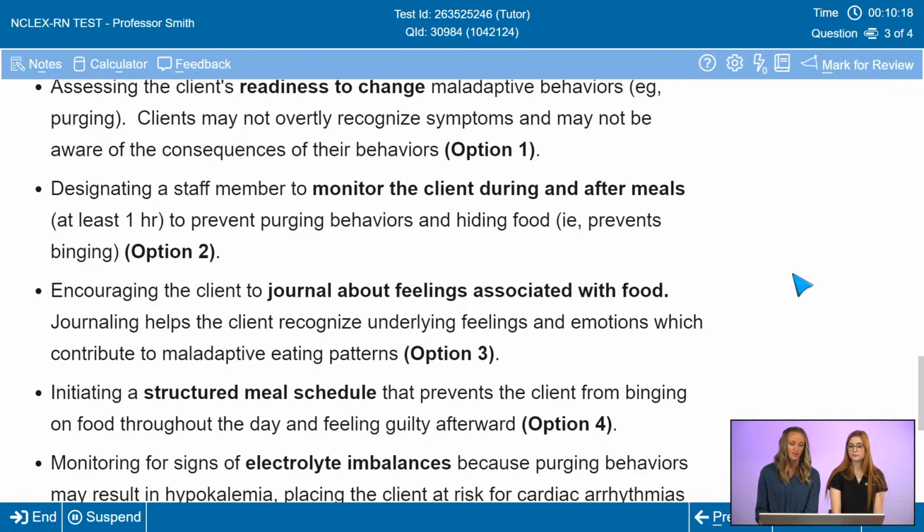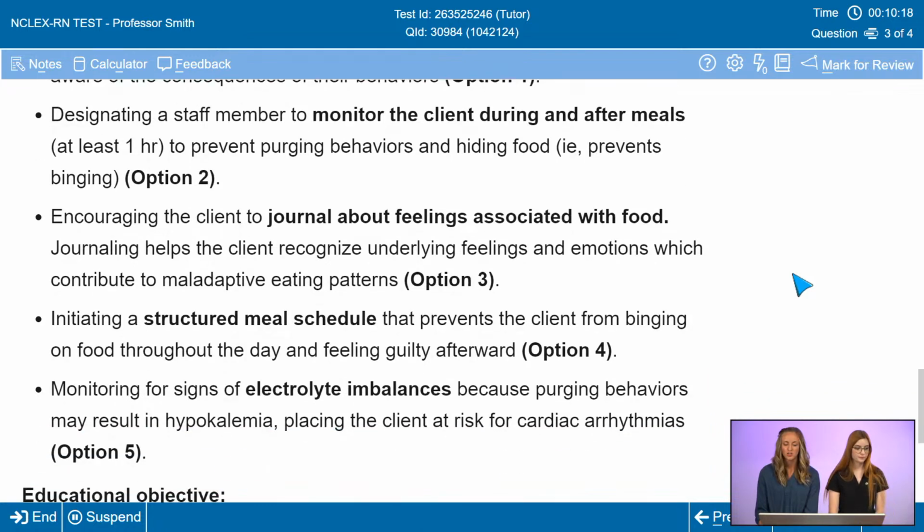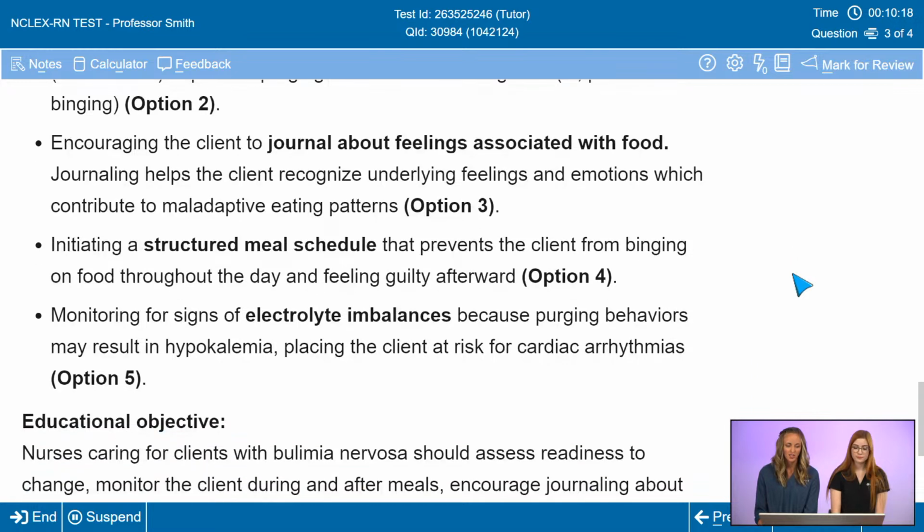Next, encouraging the client to journal about feelings associated with food is important so that the client has the ability to understand more of the relationship that they have with food and the feelings and emotions that might contribute to those maladaptive eating patterns. With all mental illness, it's important to question the why behind the behavior, as we have to be able to know what is causing the behavior itself in order to get the behavior to change. So that's really important to think about no matter what the diagnosis is.